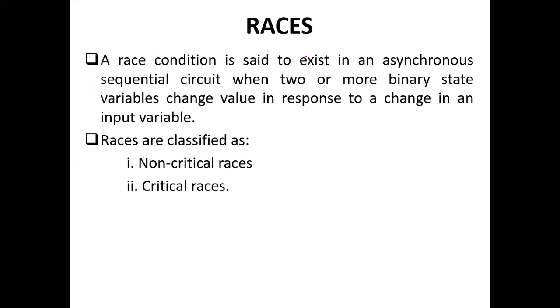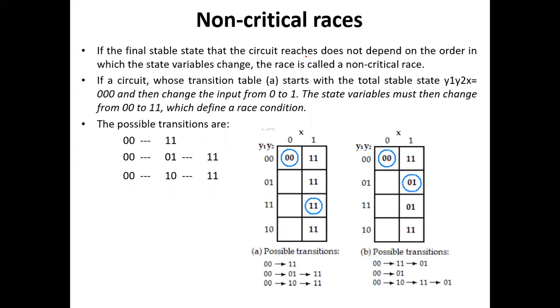A race is a condition said to exist in an asynchronous sequential circuit when two or more binary state variables change value in response to a change in an input variable. This is a change of two states at a time. This is called a race. Races are classified as non-critical races and critical races. In a non-critical race, the final stable state that the circuit reaches does not depend on the order in which the state variables change. The race is called a non-critical race.